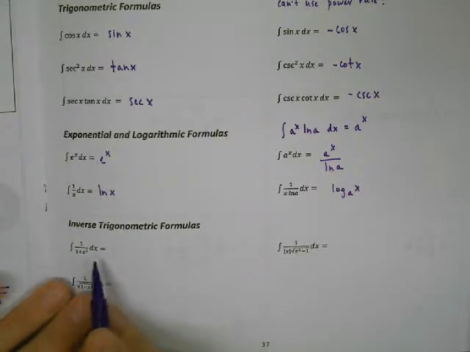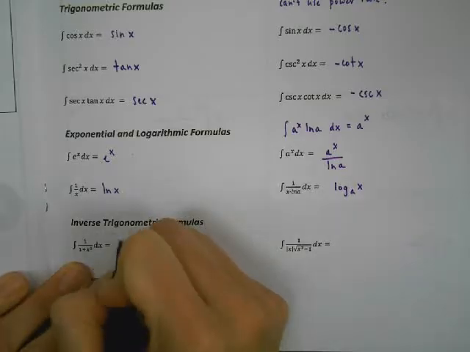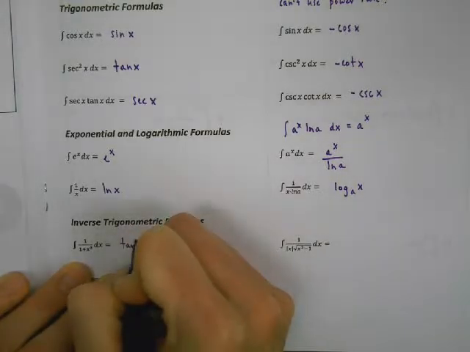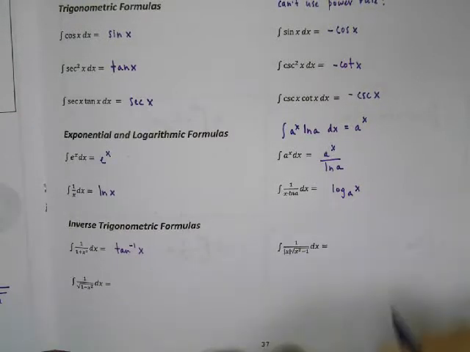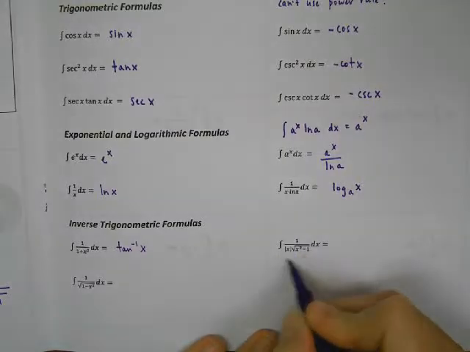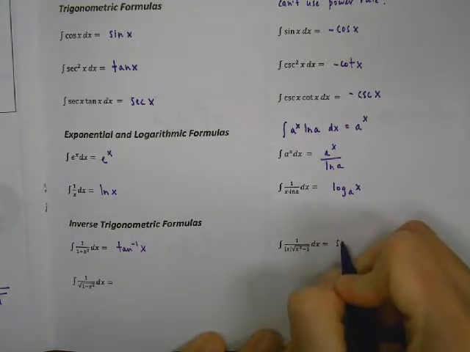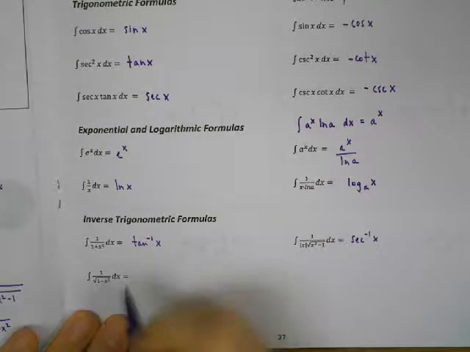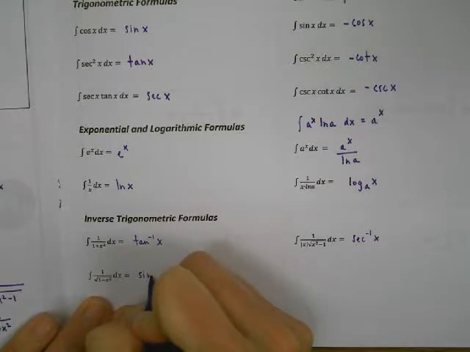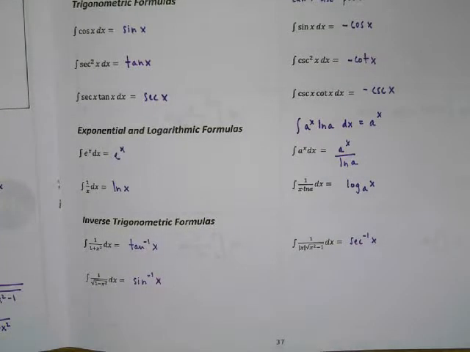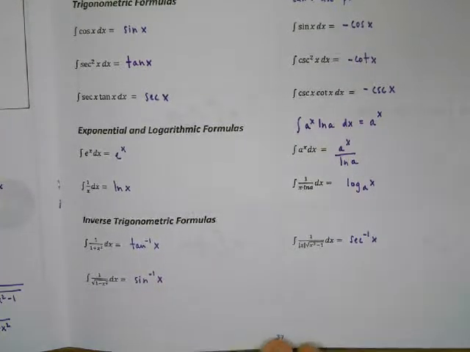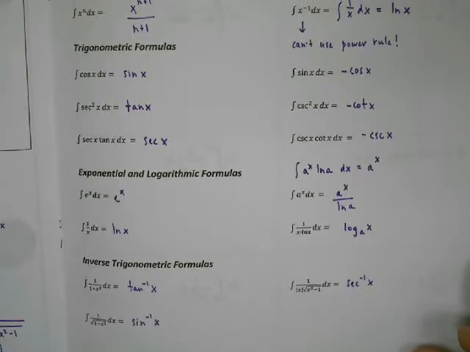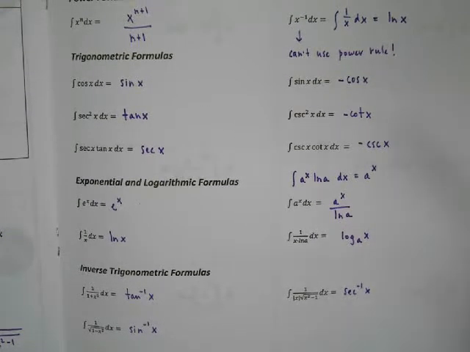And then again, a couple inverse trig functions. 1 over 1 plus x squared, that is the derivative of my inverse tangent of x. Here I recognize that this is the derivative of my inverse secant of x. And then this one is my inverse sine of x. So again, this is where we have a lot of work to do in just getting these things to be automatic. So when I see these integrals, I can automatically find their antiderivative.